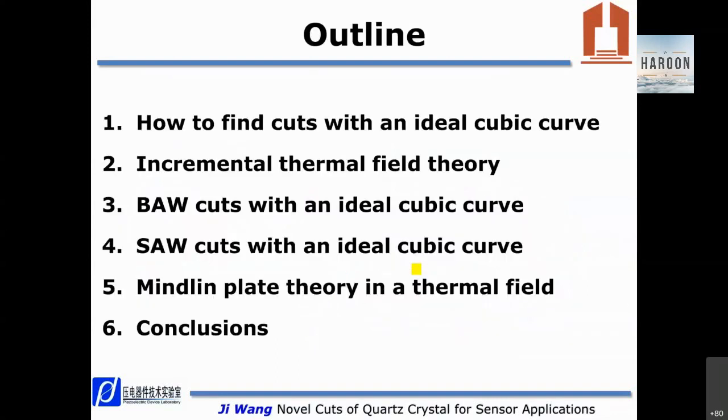So here is the outline of my talk. Basically, there will be five sections. Some of them will take a lot more time, but some of them I will just quickly go through. So let's just basically follow this line.